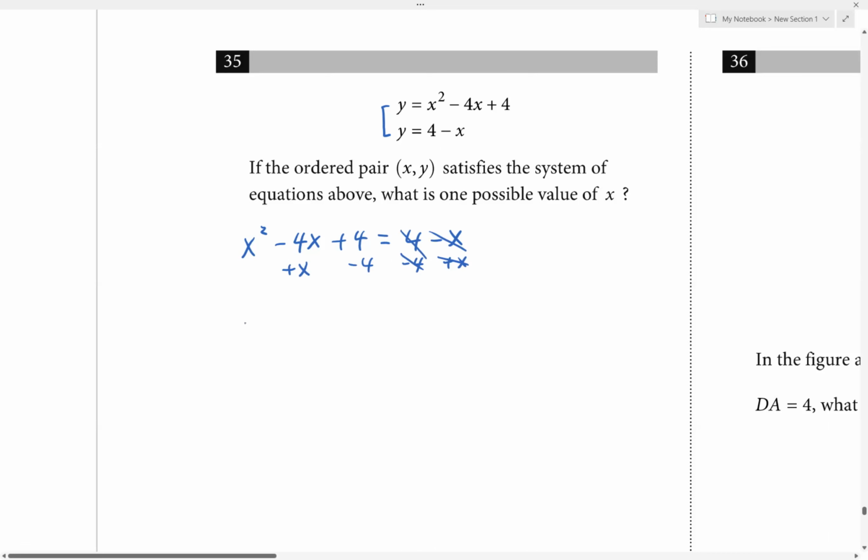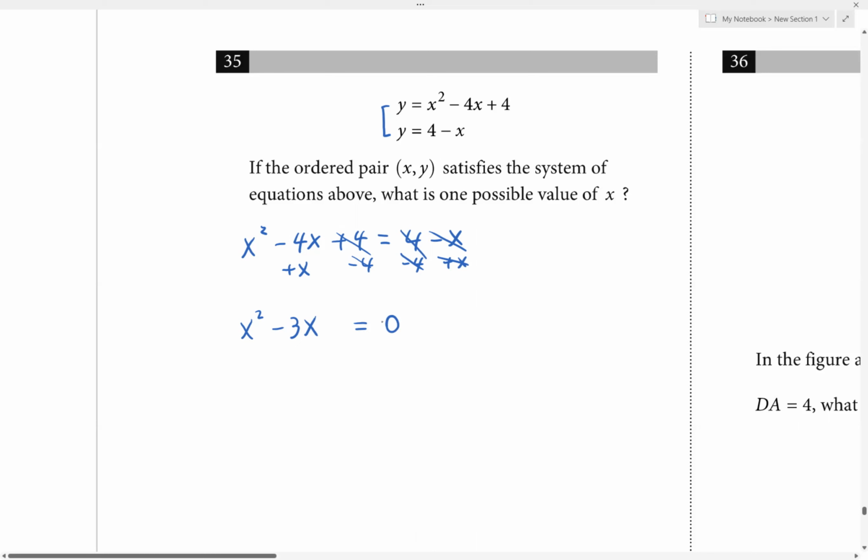Okay, so now on the left side, we get x squared, minus 4x plus x is minus 3x, and then plus 4 minus 4, they happen to cancel out, so we get 0 there. So on the left side, just x squared minus 3x, and the right side is equal to 0.